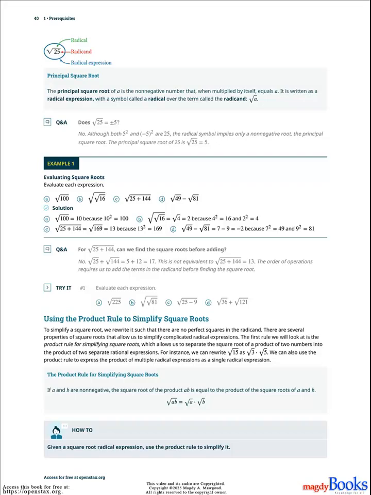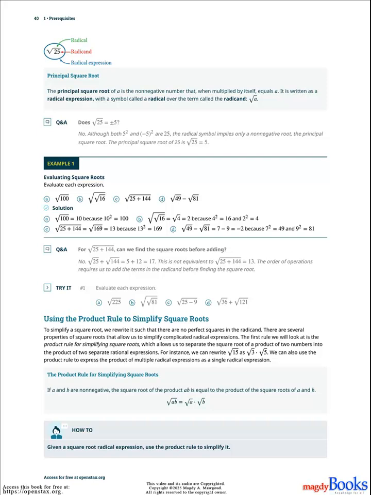Q and A. Does √25 equal plus or minus 5? No. Although both 5 squared and (−5) squared are 25, the radical symbol implies only a non-negative root, the principal square root. The principal square root of 25 is √25 = 5.